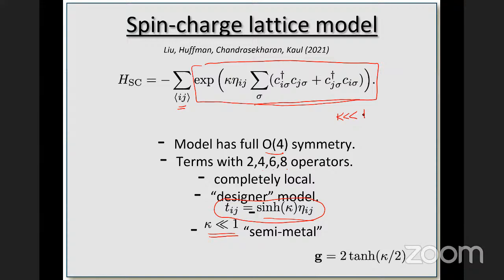Okay, so kappa is my tuning parameter. It turns out, for some historical reasons, I'm going to work in terms of another parameter, which is 2 tanh(kappa/2). It doesn't matter. This has some detail to do with the way the algorithm was constructed.